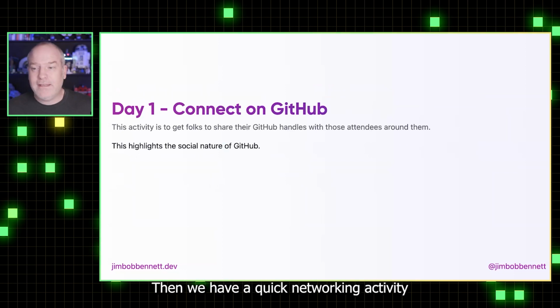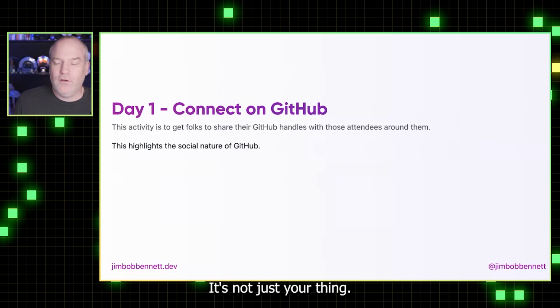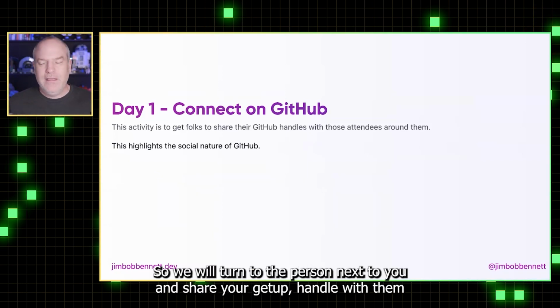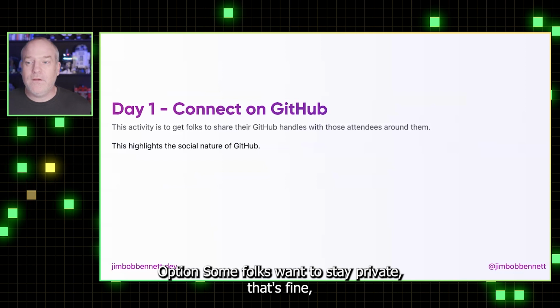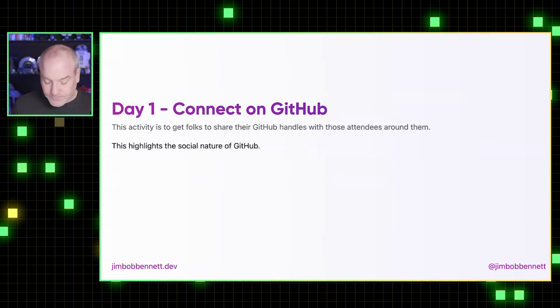Then we have a quick networking activity where you get people to connect on GitHub, kind of highlight the social nature. It's not just your thing, so you can look at other people's things as well. So turn to the person next to you and share your GitHub handle with them and then follow them. Obviously optional. Some folks want to stay private, that's fine, but it's a kind of a good way to highlight that social nature of GitHub.